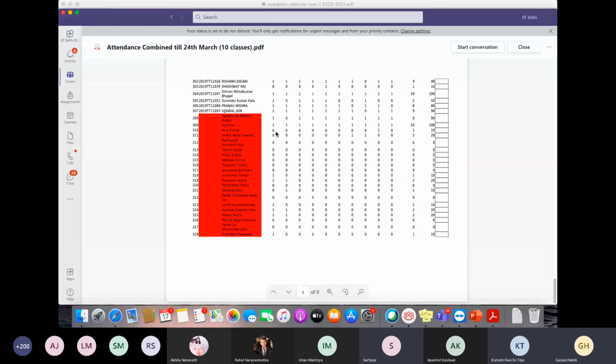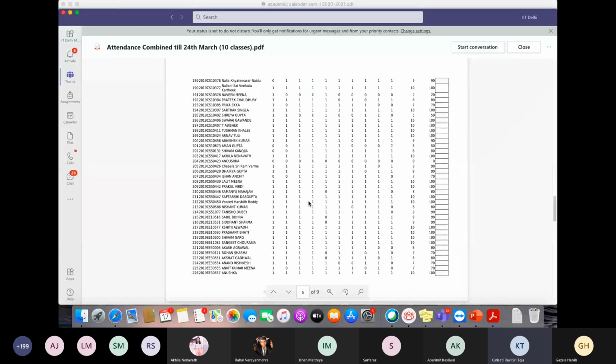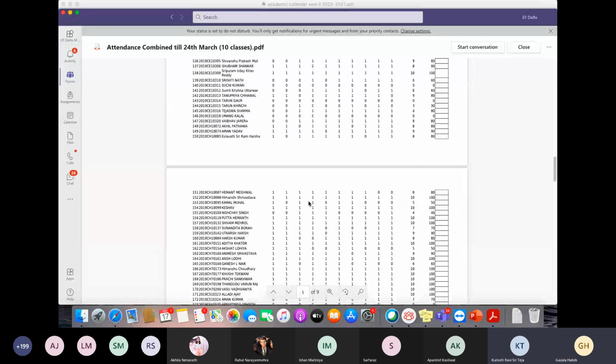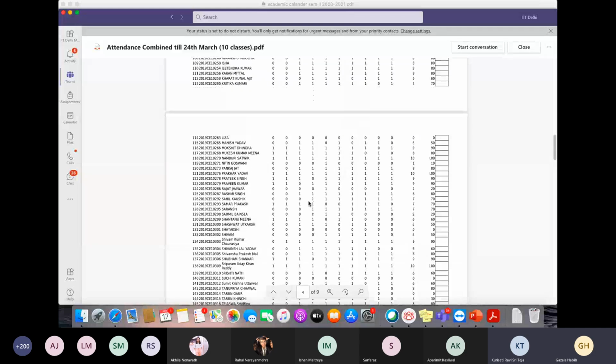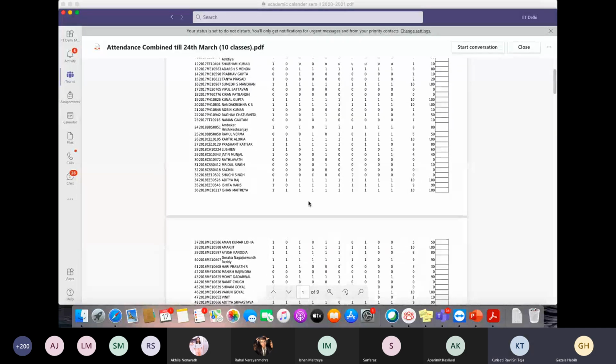Ma'am, some of the names in this red were already provided above also, repeated up and below. I didn't get that. Some of the names who were in red were also in the above list again. Okay, let me find out then. The TA must have done something and highlighted it. I will find it out.